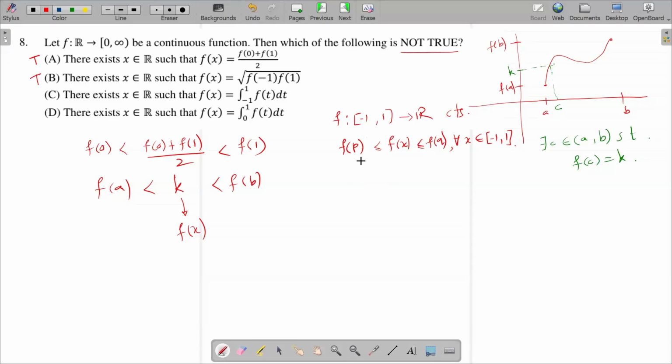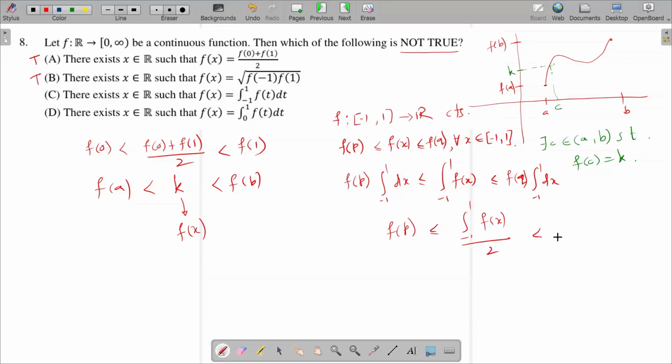Now, what you do is you integrate over [-1, 1]. So what you get is f(p) times the integral of dx over [-1, 1] is less than or equal to the integral of f(x) over [-1, 1], which is less than or equal to f(q) times the integral of dx over [-1, 1]. This is 2, by the way. So what I get is f(p) is less than or equal to the integral of f(x) over [-1, 1] divided by 2, which is less than or equal to f(q). Isn't it?